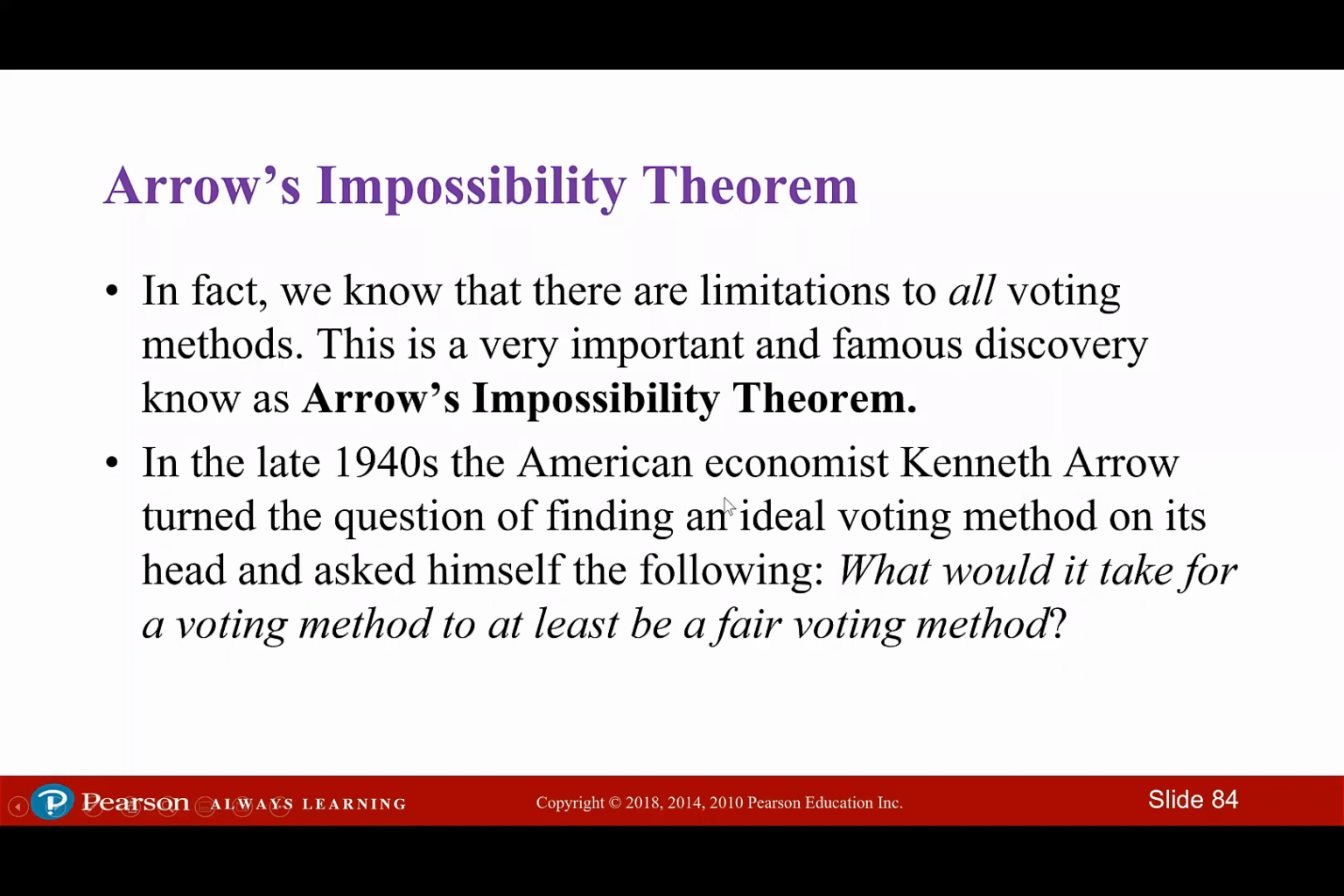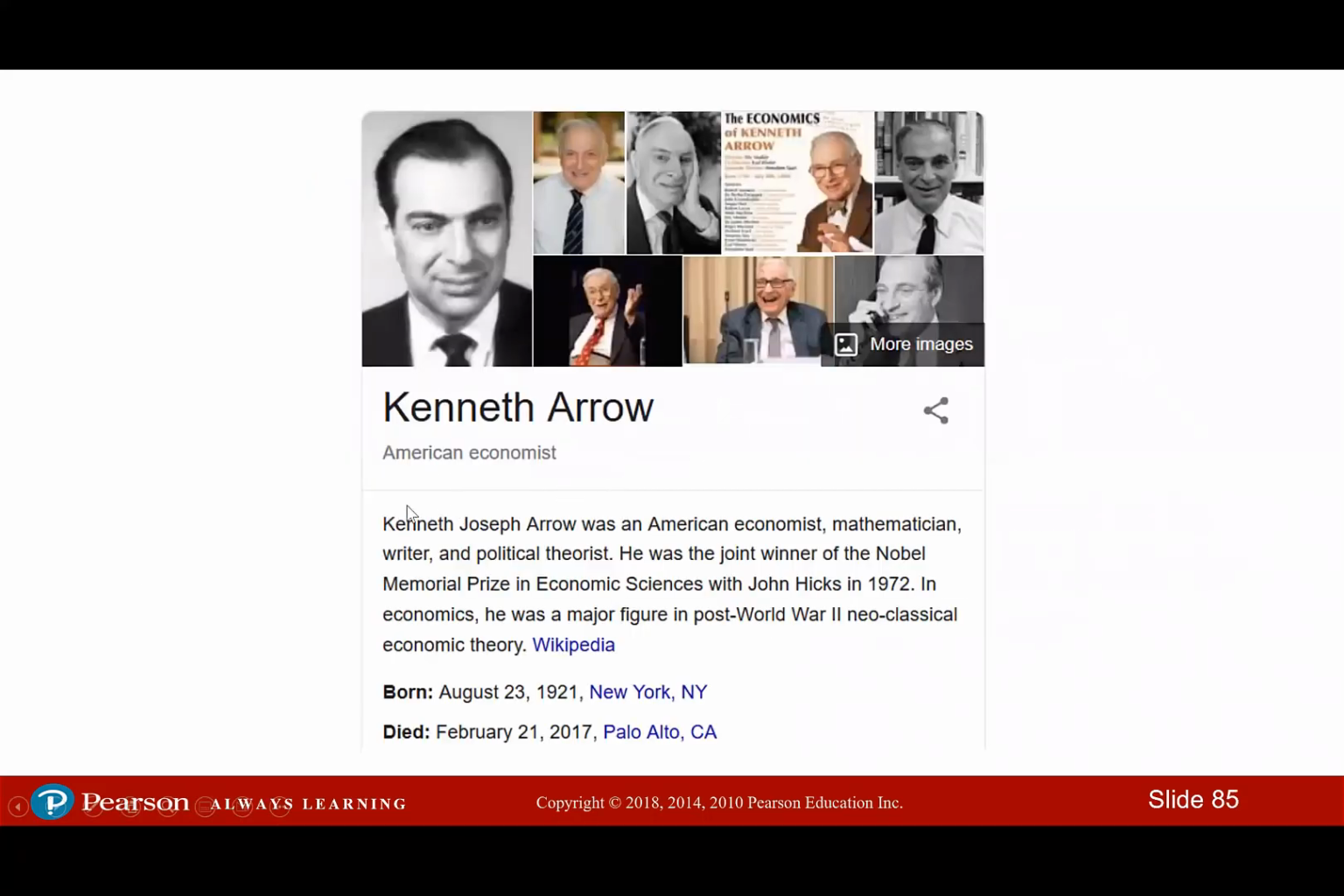So we come to Arrow's impossibility doctrine, or theorem. In fact, we know that there are limitations to all voting systems. It's very important in the famous discovery known as Arrow's impossibility theorem. In the late 1940s, the American economist Kenneth Arrow turned the question of finding an ideal voting method on its head and really just asked, what would it take for a voting method to be at least a fair voting method? So here's Kenneth Arrow, at a young age, and as he got older.